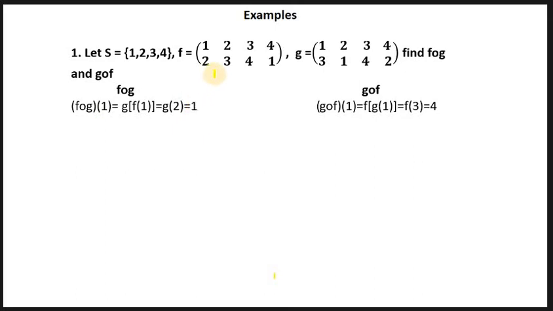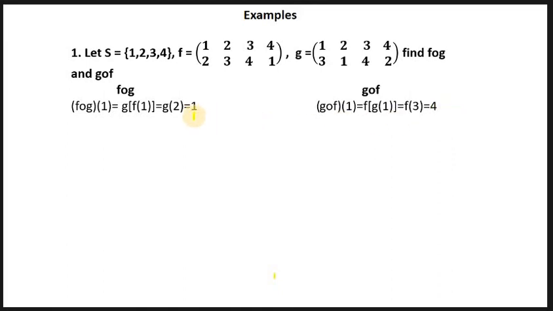And similarly, g of f means the first element of g we are taking, that is g of f of 1, which is nothing but f of g of 1. So g of 1 is 3. So write g of 1 as 3 here. So you get f of g of 1 is equal to f of 3, and f of 3 means 3's image in f, which is 4. So g of f of 1 is equal to 4.